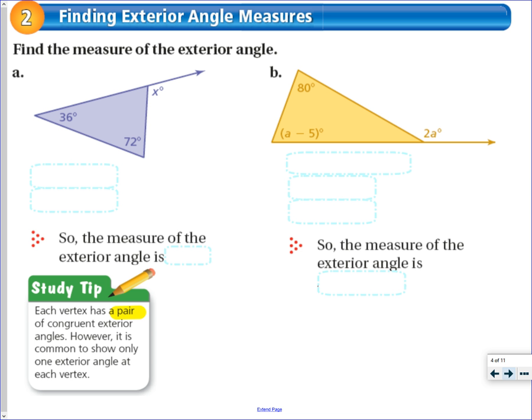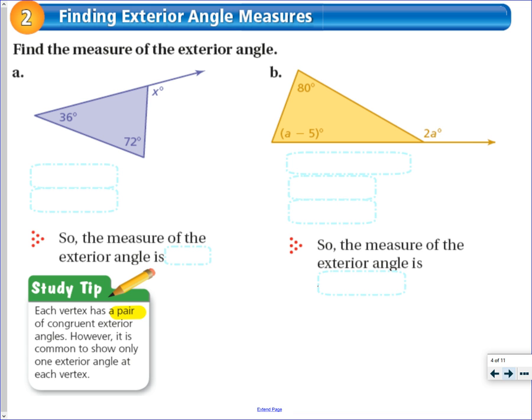And by the way, this whole exterior angle thing is really just a shortcut. You'll see when we do some of these problems, but instead of just finding out that other interior angle and then getting the supplement to make a straight line, we're just trying to skip over a step. The study tip that's on here is that one thing that I just said, we're only going to worry about one exterior angle at each vertex.